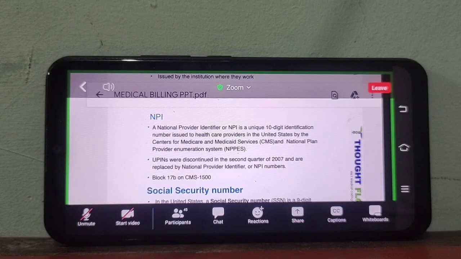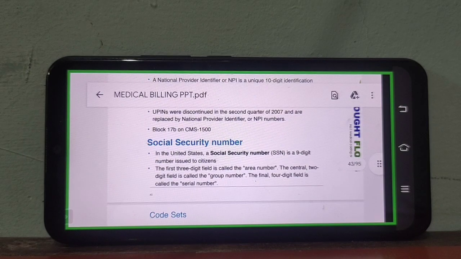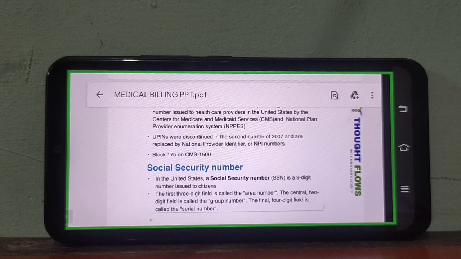SSN number means Social Security Number. It is like our Aadhaar number. Every citizen has an SSN number, like our Aadhaar number, that contains a 9-digit number. The first 3 digits are the area number. The central 2 digits are the group number. The final 4 digits are the serial number.